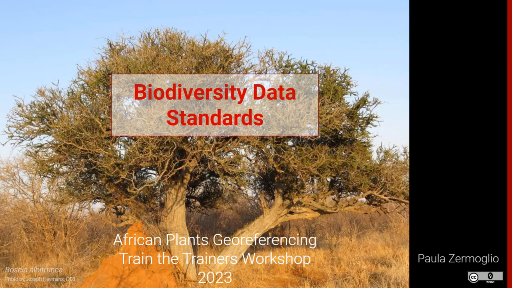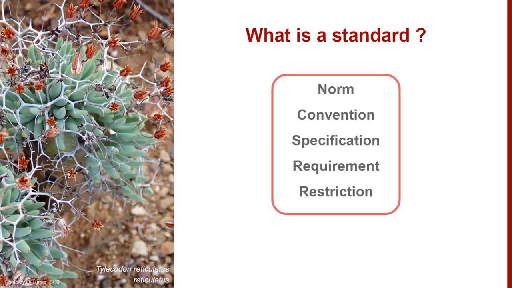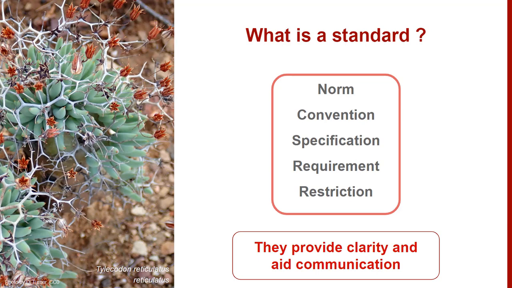In this video, we introduce biodiversity data standards and, in particular, the Darwin Core Standard. To begin, we're going to ask ourselves what a standard is. We can think of standards as norms, conventions, specifications, or even requirements. They are sets of shared rules, a common language, that provide clarity and ultimately help us to communicate. That is, they facilitate the correct interpretation of the information among people and also allow computers to interpret data and facilitate access to them. There are many standards.